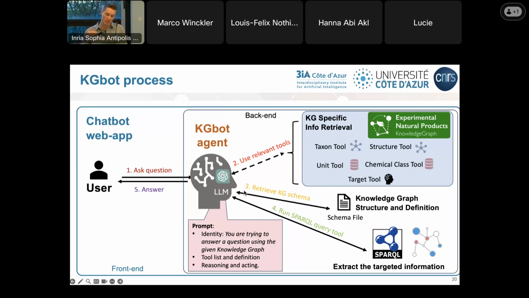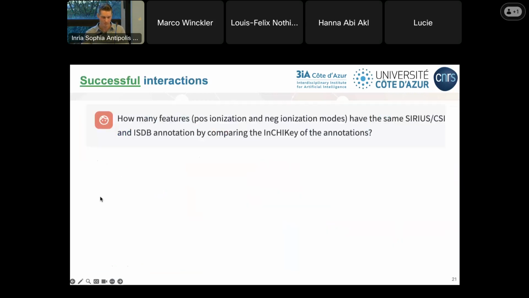But we also have a chain. The chain is represented by the numbers here. It will retrieve information, then get some information on the schema, the knowledge graph representation, eventually run the SPARQL query, and return the result to the user as a natural language interaction. Okay, so we made a prototype in a few months, and I will quickly show some successes and some limitations.